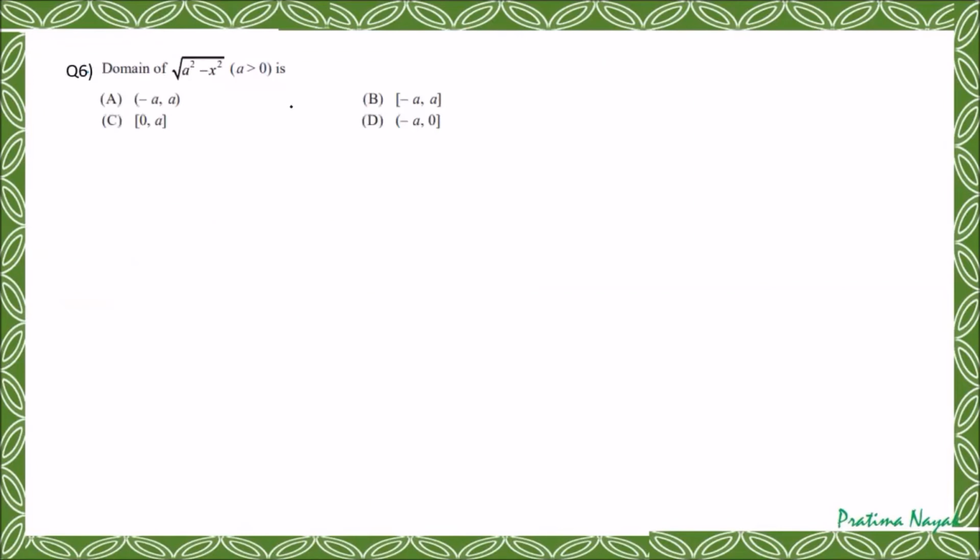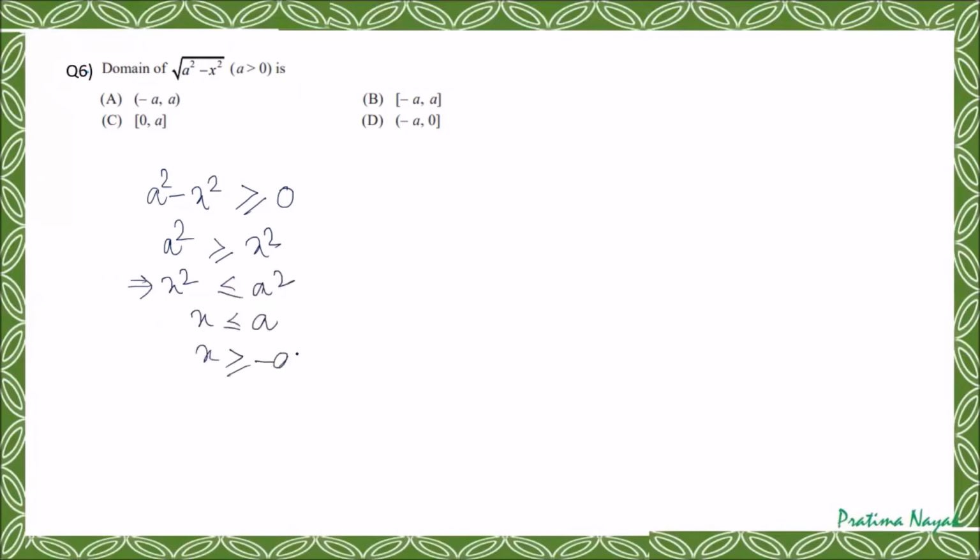Next is the domain of the square root of a squared minus x squared. This is easy because it should be greater than or equal to 0. It is a square root function. So a squared should be greater than or equal to x squared, or x squared should be less than or equal to a squared. That means x should be less than or equal to a, but x should be greater than or equal to minus a. The value is from minus a to a. So this is the answer. Minus a to a.